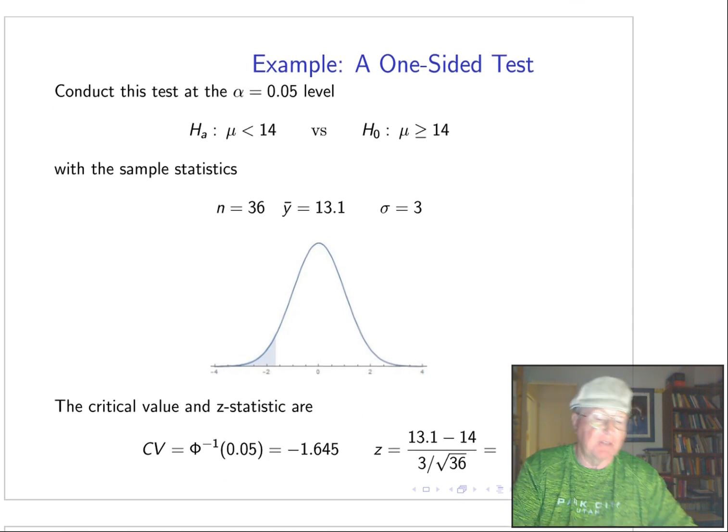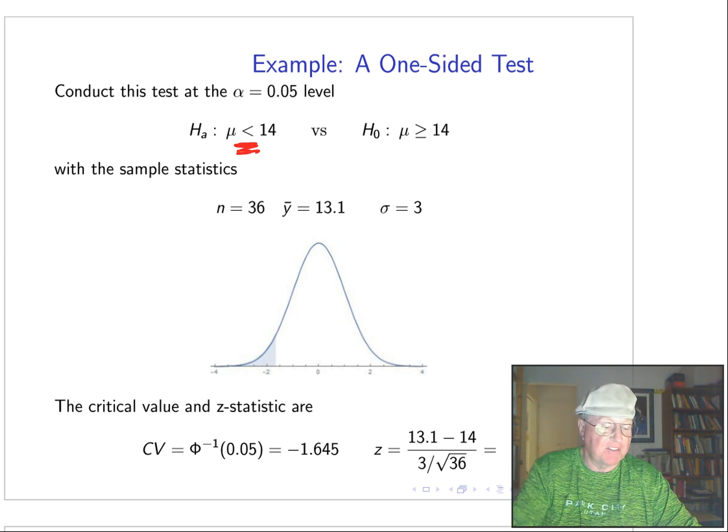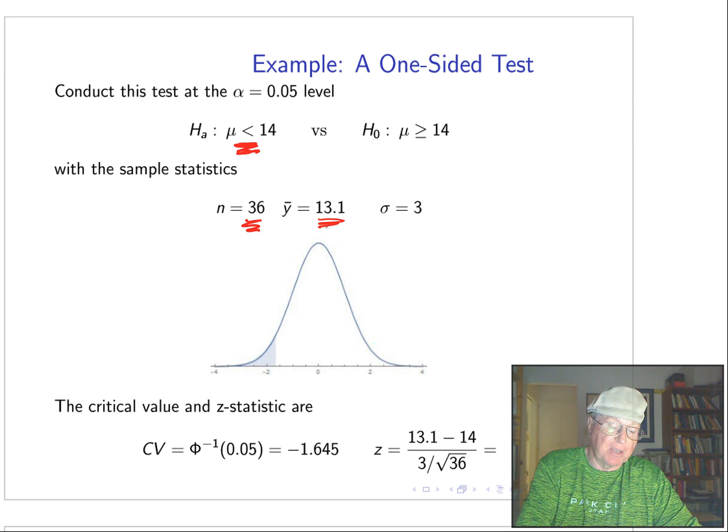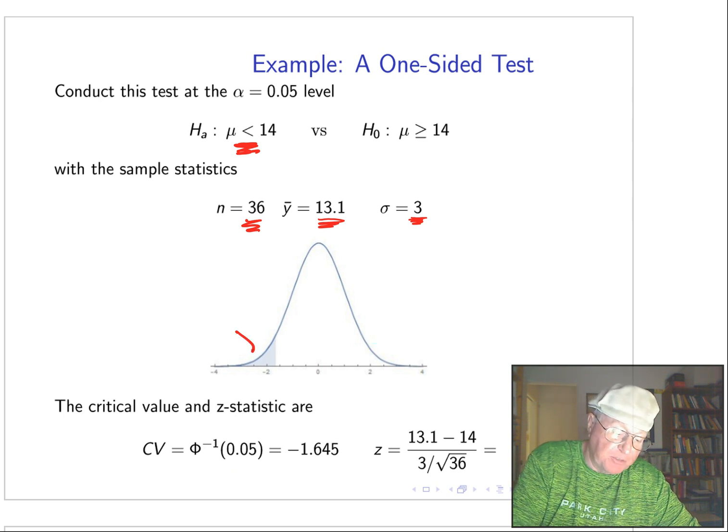So here's an example of a one-sided test. One-sided, we want to go on the low side. So the research hypothesis says we're less than 14. The null hypothesis says 14 or larger. And I'm going to use this sample data. Sample of size 36. We got a sample mean of 13.1, and our standard deviation is known to be 3. So we'll go ahead and calculate the test statistic. Well, first we'll do the critical value. We're on the low side, so here's our alpha, 5%.